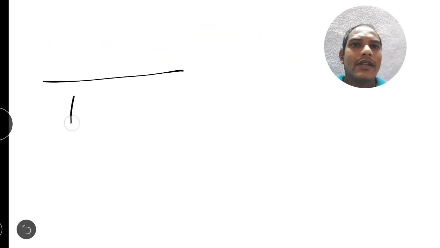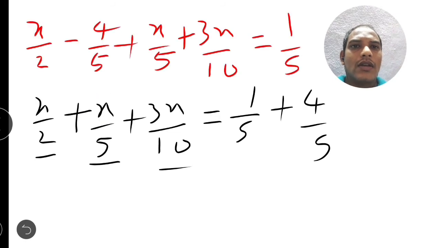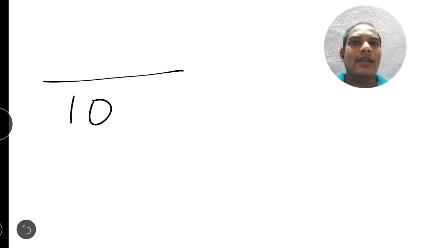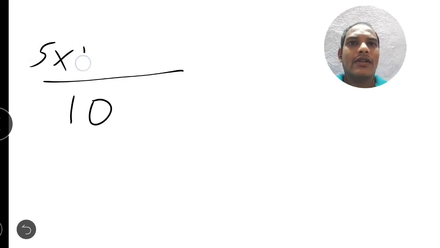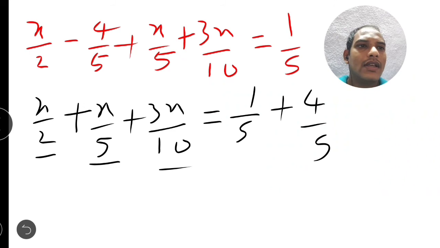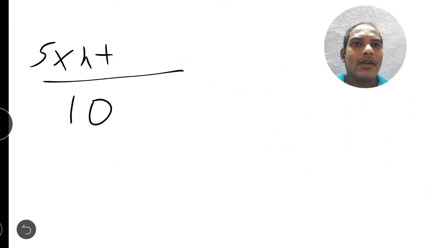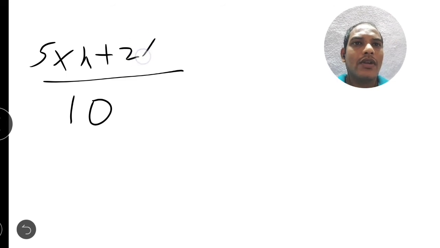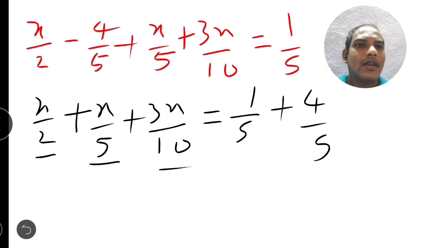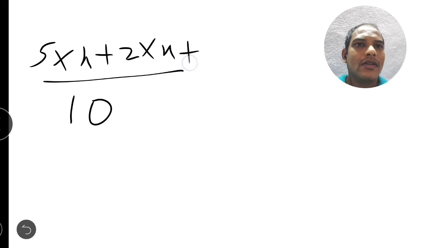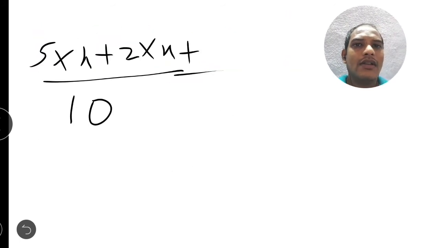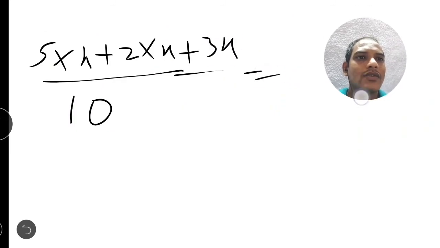Here take the LCM, 10. First denominator is 2. 10 in 2 table is 5, so 5 into numerator, so 5 into x. Next symbol plus. Next, 10 in 5 table 2s are 2, so 2 into numerator. Next symbol plus. Next denominator 10. Here LCM also 10, then numerator will come as it is. So that is 3x equals to.